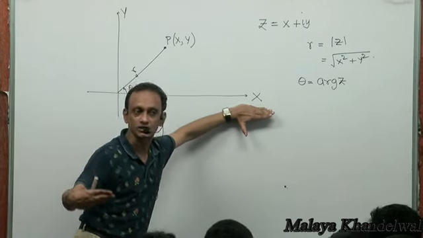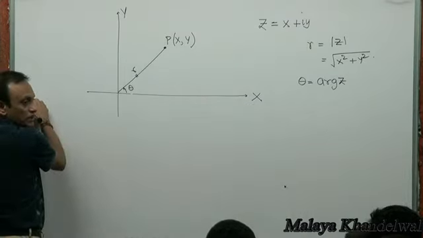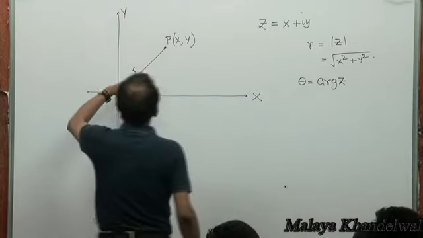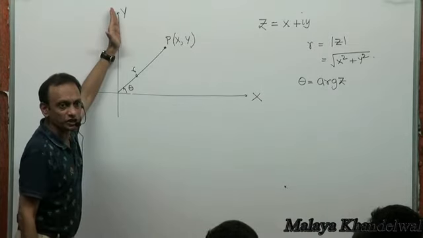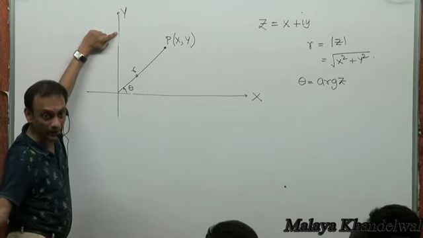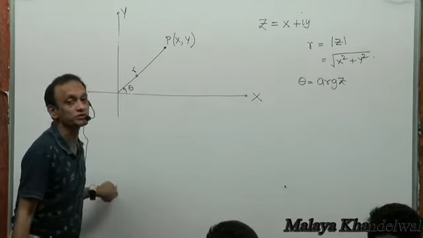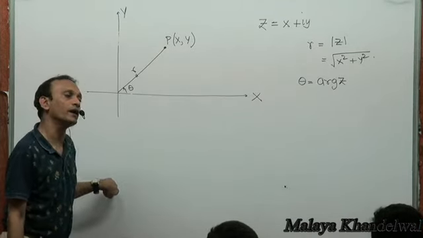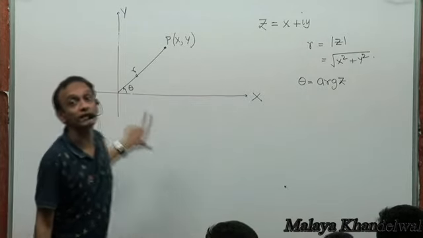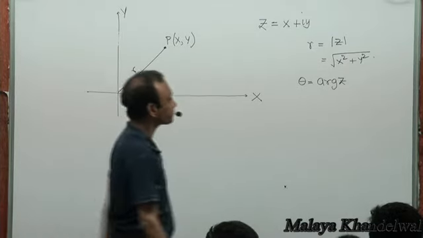Even multiples of pi in general, right? Negative real numbers lie on this side, and they have arguments that are odd multiples of pi. These are purely imaginary numbers, i, 2i, 3i, and their arguments are pi by 2, and all negative purely imaginary numbers lie here, and their argument would be minus pi by 2. Argument of 0 is undefined, right?